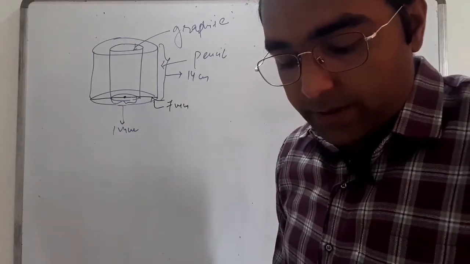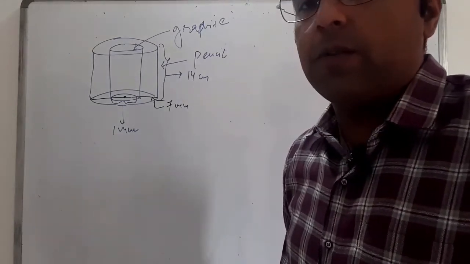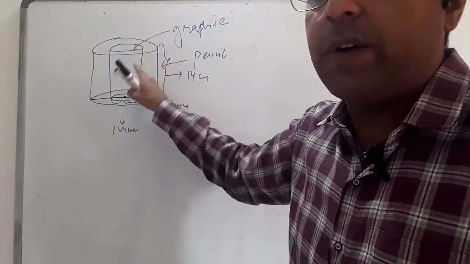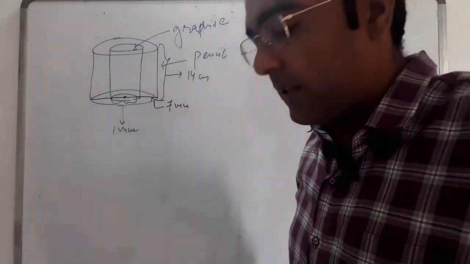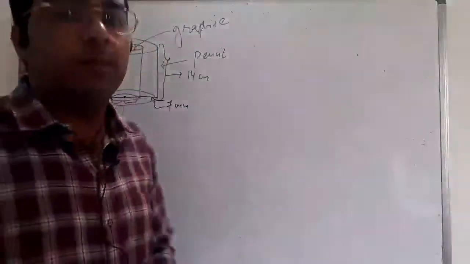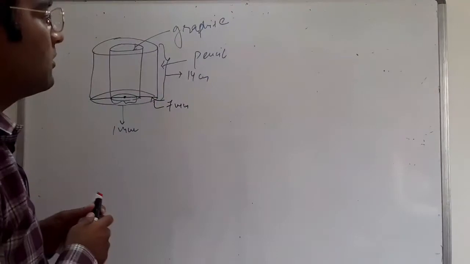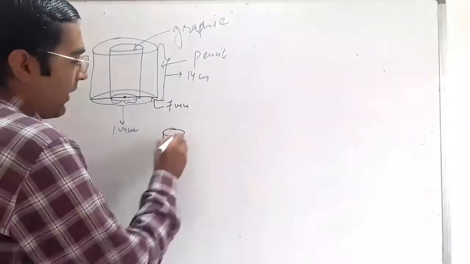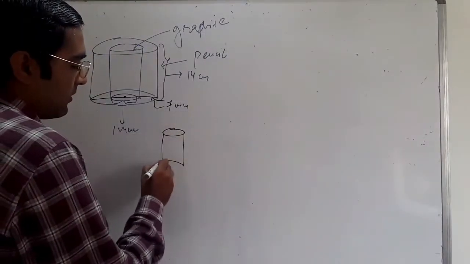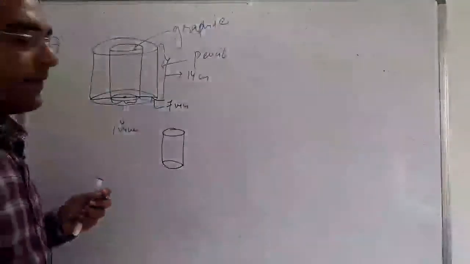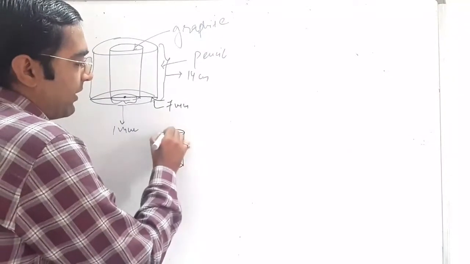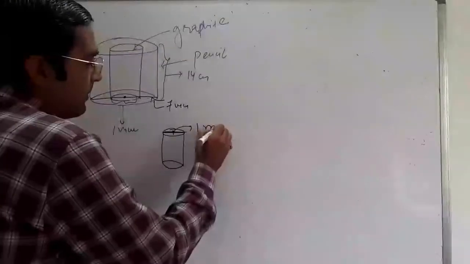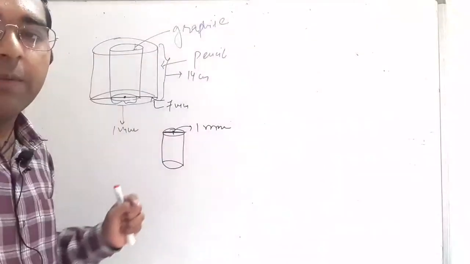So students, first of all we have to find the volume of the graphite, that is the inner cylinder. So I'll split them. First I'll split this inner cylinder, that is my graphite, like this. Now my diameter is 1 mm.